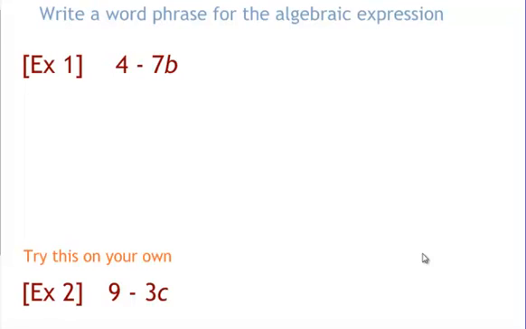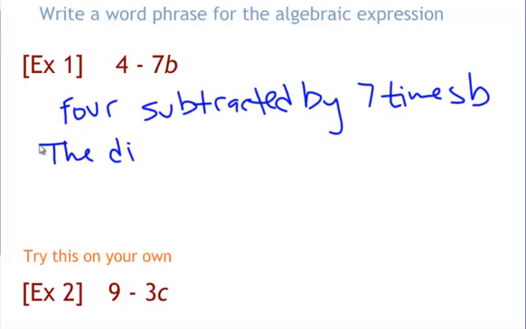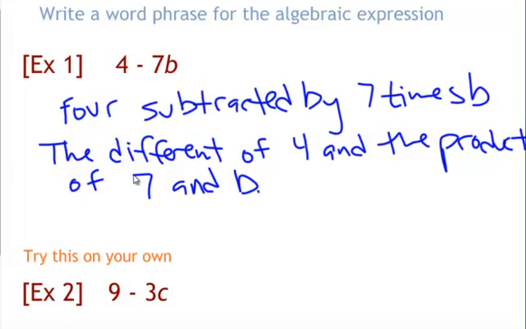Okay. Now, we have to write a word phrase for this. So we have to go from math to words. And there's a lot of different ways to do this. We have 4, right? So we could just put the number 4 subtracted by 7 times b. It could be that easy. We could also say the difference of 4 and the product of 7 and b. There's a lot of different ways to do it, as long as you're using that right language in the right order.